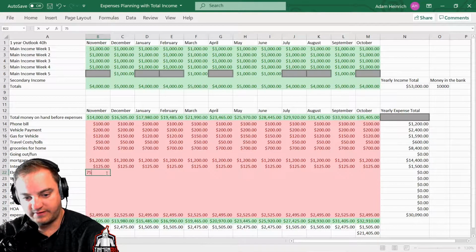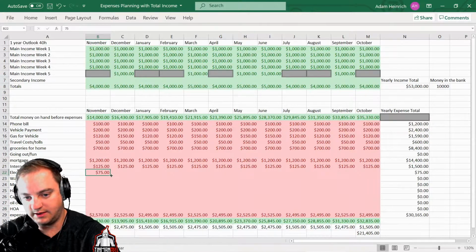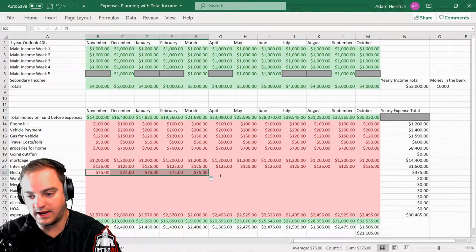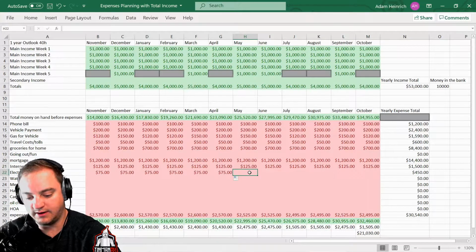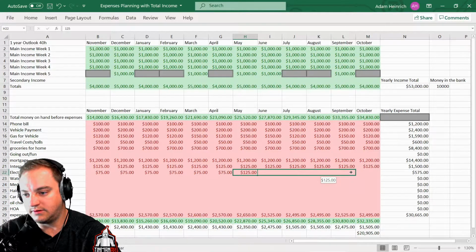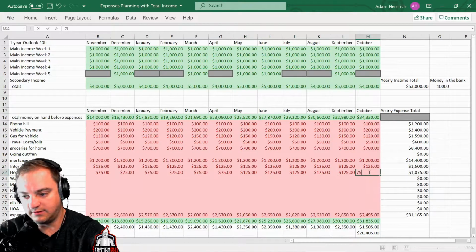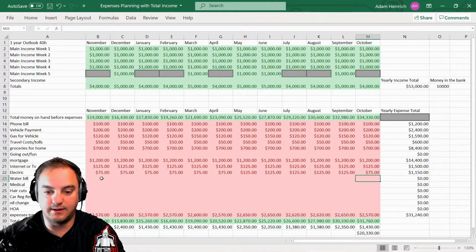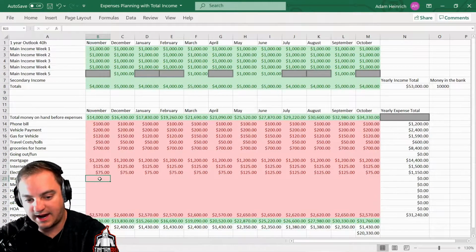Electric, 75. I mean, you know what? Here's the thing. Over the winter, you got to realize it's probably going to be cheap. Up until about March, maybe even into April, it's going to be cheap. Okay, you go over here. Let's do 125, because during the summer it's going to be a lot higher because you're running air conditioning. Depending on where you live, where I live in the Midwest, you're going to use a lot more electric in the summer and a lot less in the winter. And water bill, it's kind of the same thing.